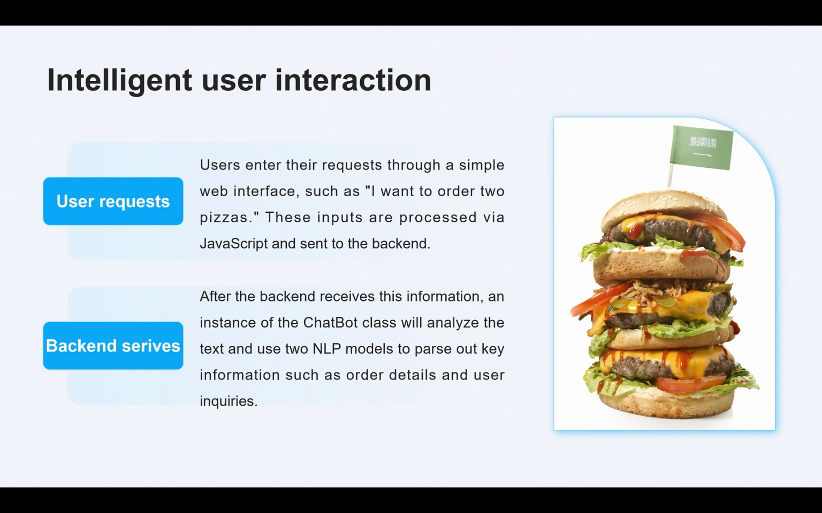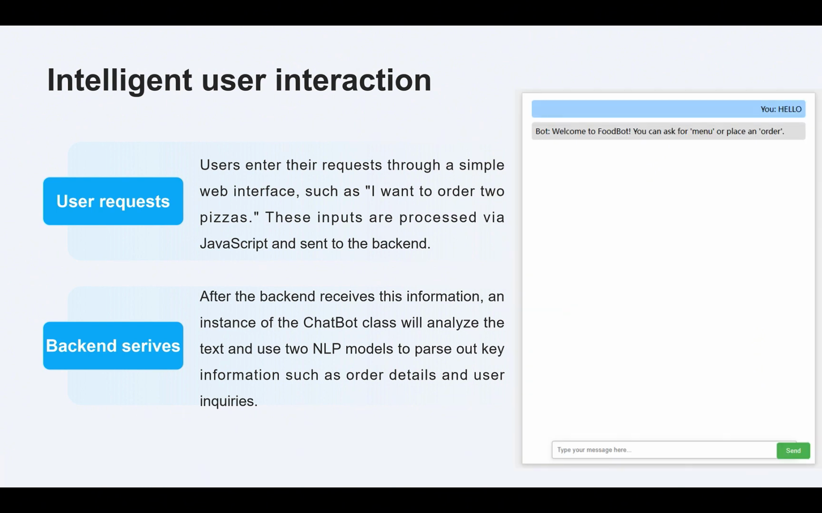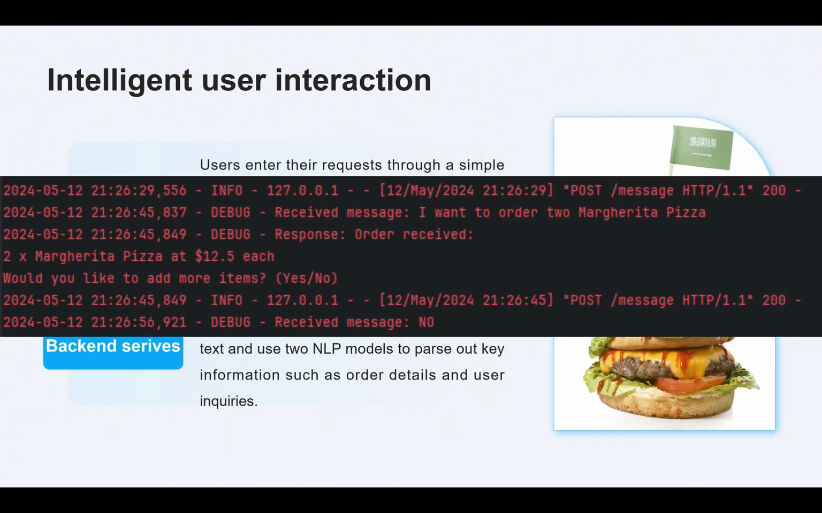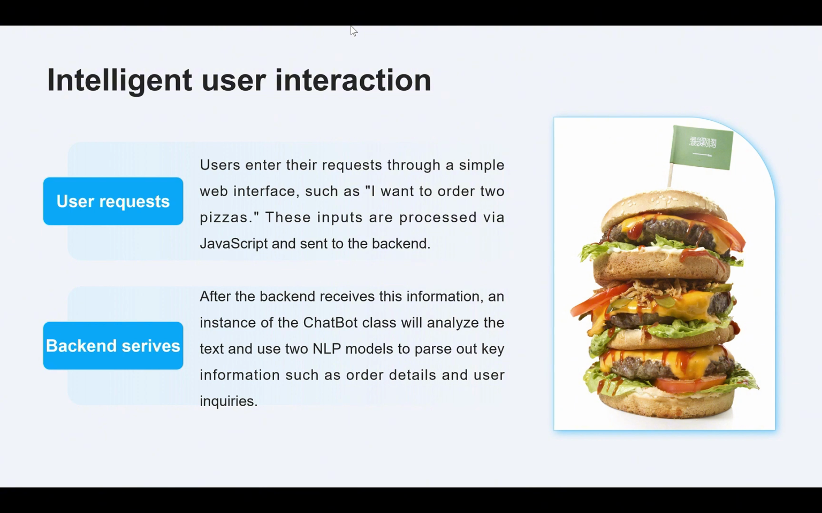Intelligent user interaction. Users enter their requests through a simple web interface, such as "add double fries to my order." These inputs are processed with JavaScript and sent to the backend. After the backend receives this information, an instance of the chatbot class will analyze the text and use the above NLP models to extract key information such as order details and the user's inquiries.